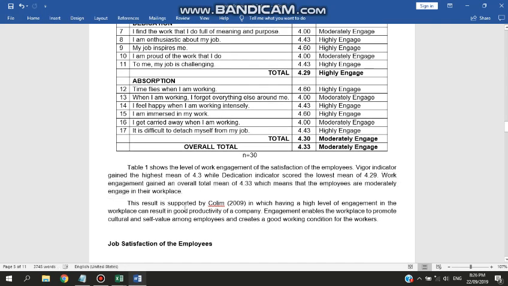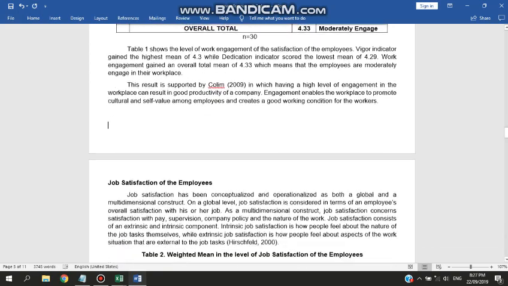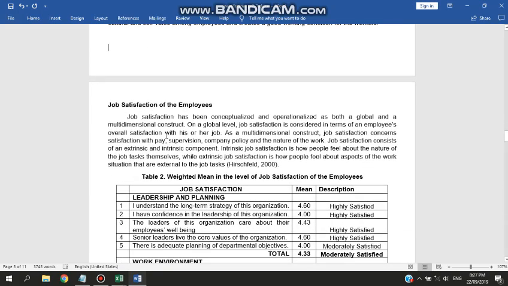And after you reiterate the interpretation of the table, you have to have this one backed up by an RRL again. For example, mataas yung Vigor indicator or high level engagement ng employees. For example, RRL is you can start by saying na this result is supported by Colib 2009, in which having high level, you have to support your results with an RRL always, even slightest. And the same way we did for job satisfaction of the employees.